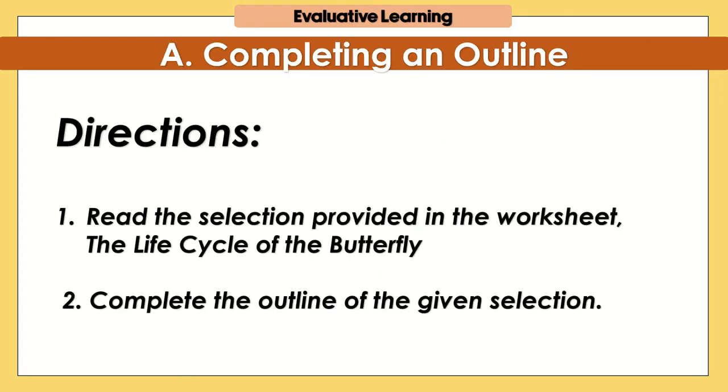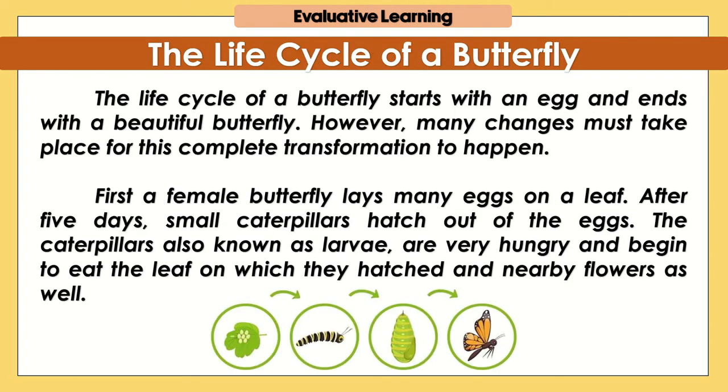Completing an outline. Directions. Read the selection provided in the worksheet. The life cycle of the butterfly. Complete the outline of the given selection. The life cycle of a butterfly. The life cycle of a butterfly starts with an egg and ends with a beautiful butterfly. However, many changes must take place for this complete transformation to happen.